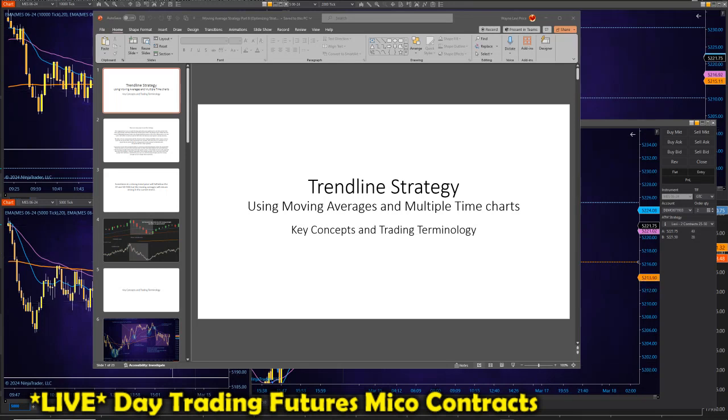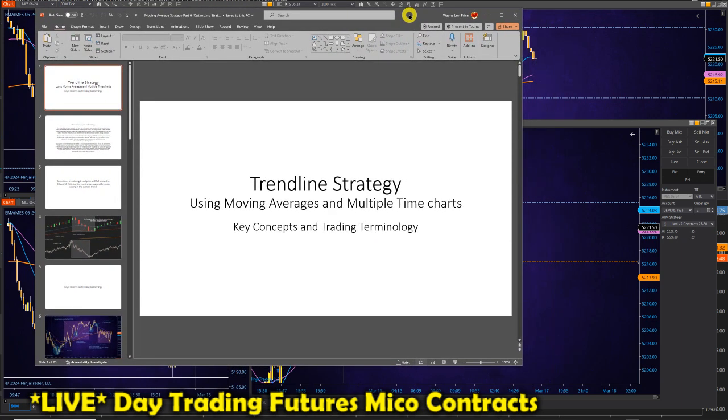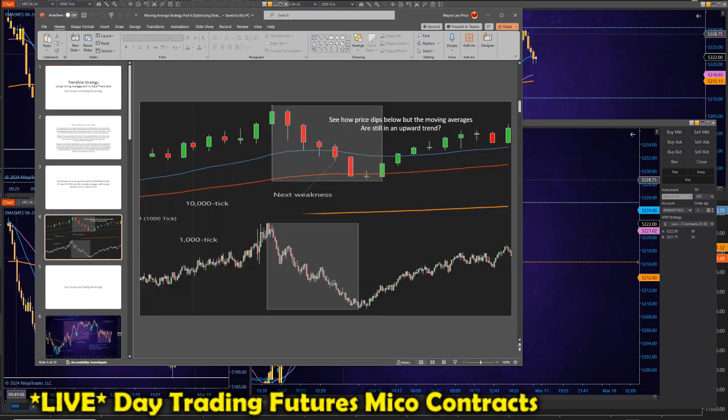All right, for this moving average strategy, it really works best in a trend. Moving average and trend line strategies work best in trends, not choppy markets, not mixed markets. So it's very important to establish the direction. Take a look at this for instance.